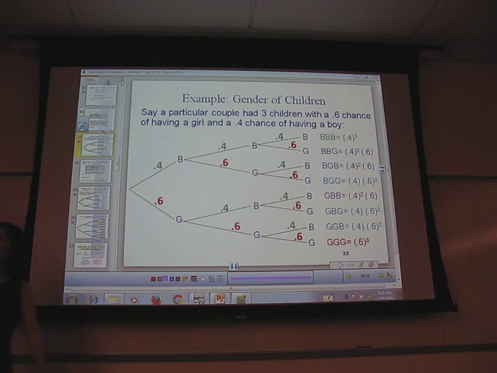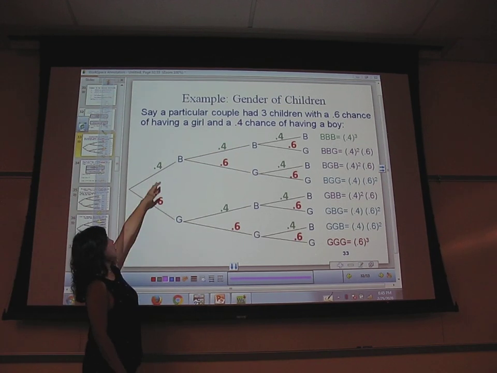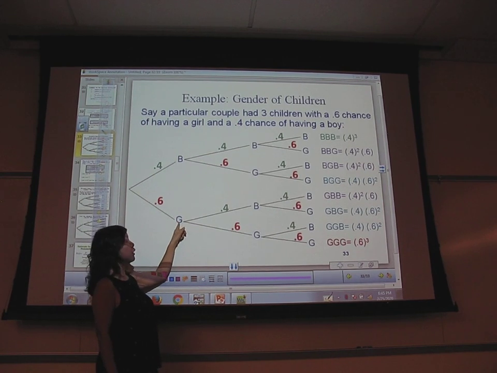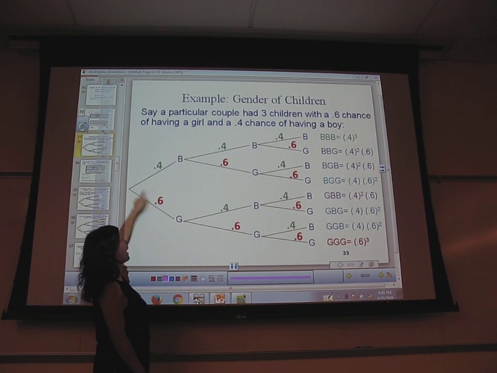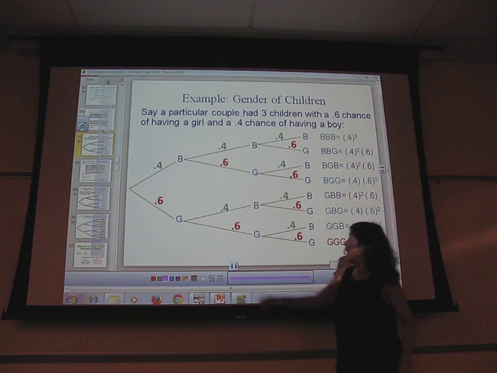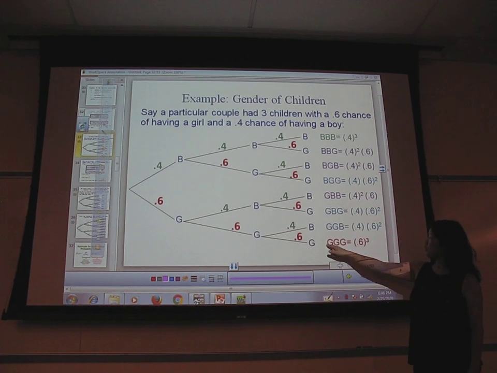Remember, we're doing these trees. It's a story. It goes along. So whatever happens, your first thing happens, oh, you had a girl. Then it goes on from here. You had a girl, and then what happened? You can't go back. Your tree goes along some story. So this person had a girl, then a boy, then a girl. This person had 3 girls.